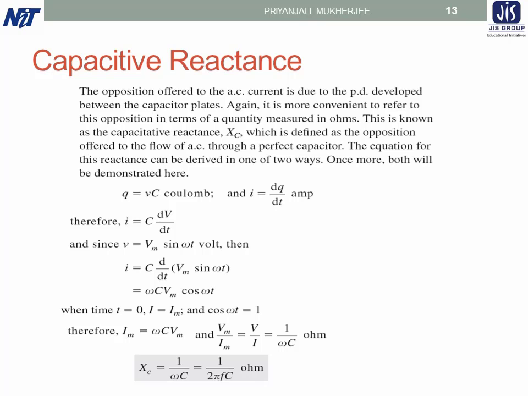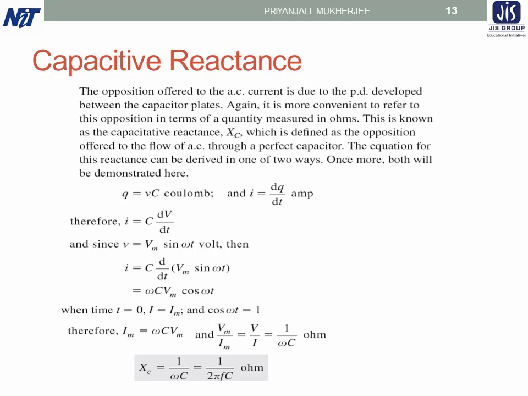Next is capacitive reactance. The capacitive reactance is the opposition offered to the AC current due to the potential difference developed between the capacitor plates, and it is more convenient to refer to this opposition in terms of a quantity measured in ohms, and this is known as the capacitive reactance denoted by XC.